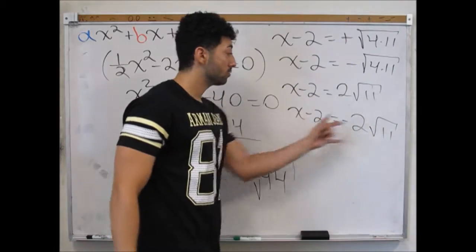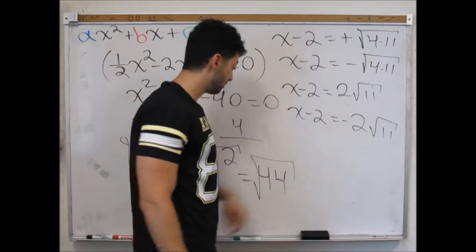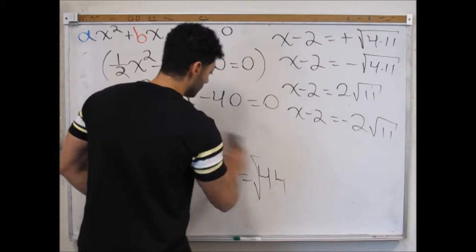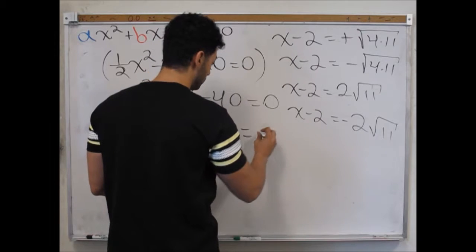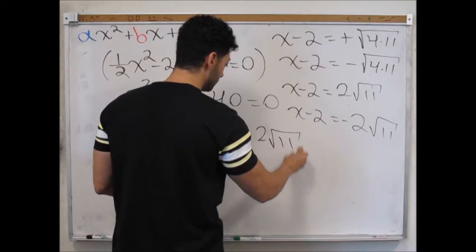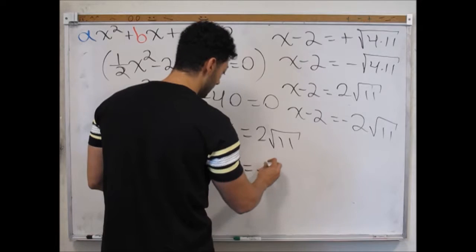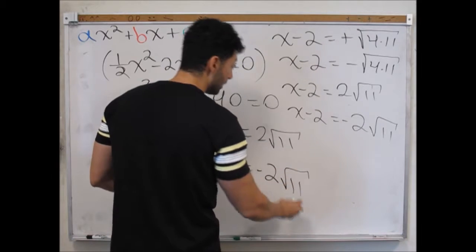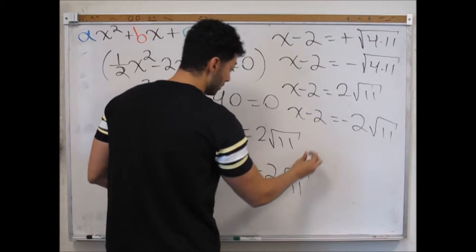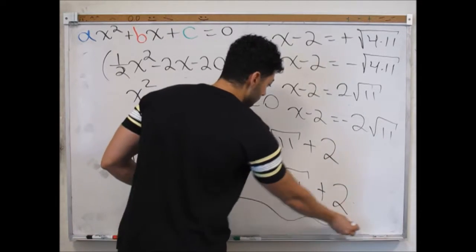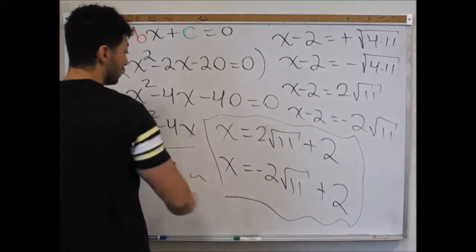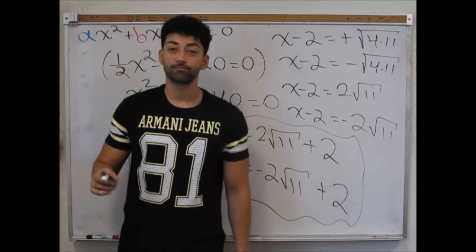And if we were to add the 2 over, we'd get our solutions at this point. So then our solutions are that x is equal to 2 plus 2 rad 11, x is equal to 2 minus 2 rad 11, and we're just going to add the 2 onto both sides. So that's it for that one.